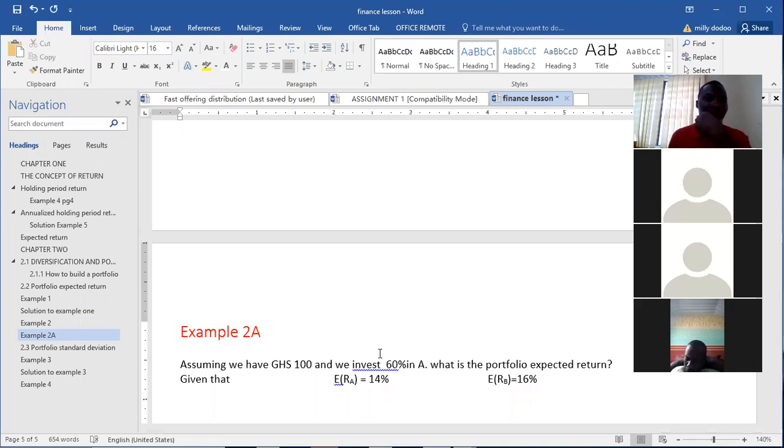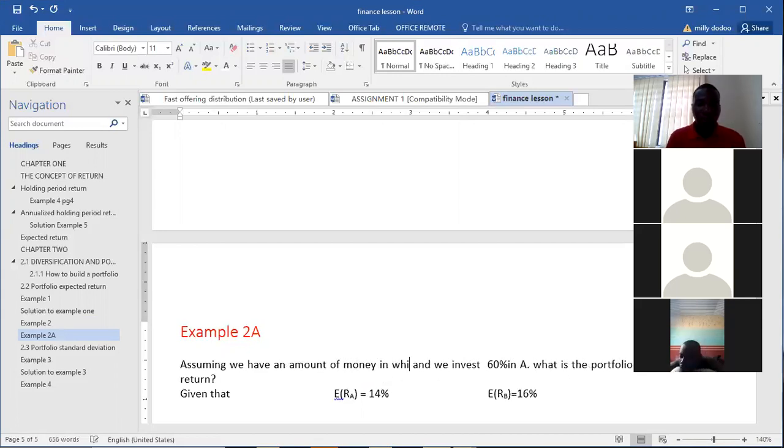Mercy, your hand is up. Yes, please, I want to ask, will it be in a situation whereby you can get exactly the lowest expected return? For example, if it is a 14, can you do and you get exactly 14? No, it can't be exact. So it must always be not less than the lower and not more than the bigger. Okay, all right. Thank you.